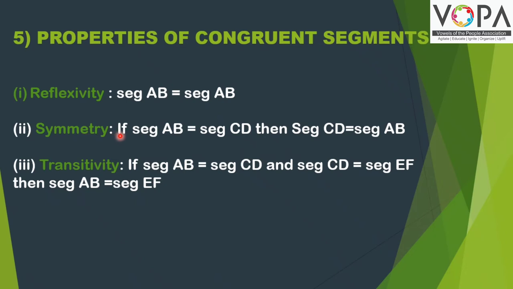Second, symmetry. If segment AB is congruent to CD, then segment CD will be congruent to AB. That is, if one segment is congruent to another one, then the second one will be congruent to the first one also. That is called as symmetry. Next, transitivity. If segment AB is congruent to segment CD and segment CD is congruent to segment EF, then segment AB is congruent to segment EF. That is, if one segment is congruent to the second one and the second one is congruent to a third one, then the first and the third will be congruent to each other.